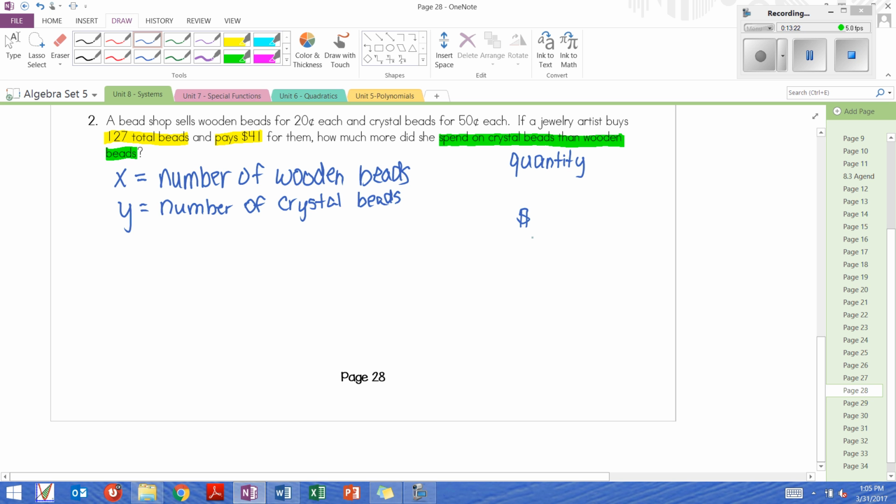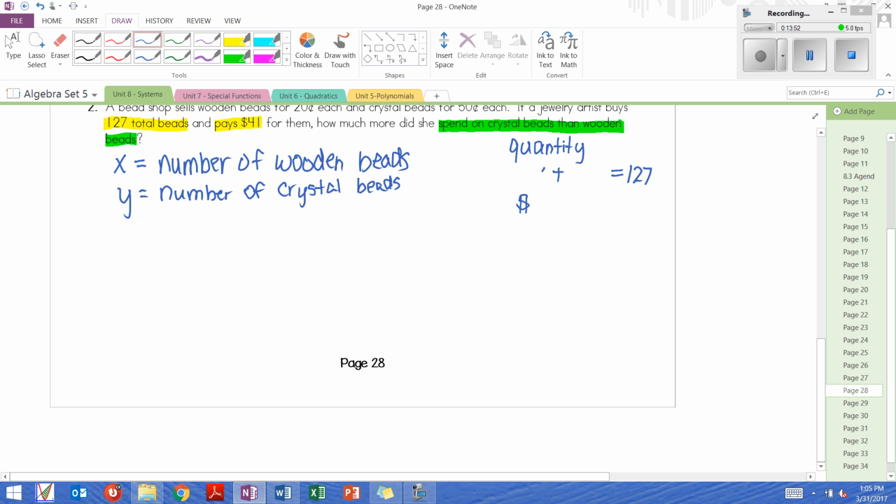Okay, so let's back it up. So the quantity equation, we know that the total quantity has to be 127. So 127 represents beads, so my units all on the left-hand side all have to be beads and beads, or number of beads and number of beads. Do we have that? Well, we sure do. Look at our let statements. X is equal to the number of wooden beads. Y is equal to the number of crystal beads. So if we're trying to find a total, what do we do with our values? Yes, you are right. We add them together. So X plus Y equals 127. Number of beads, number of beads, number of beads for my X, Y, and 127.